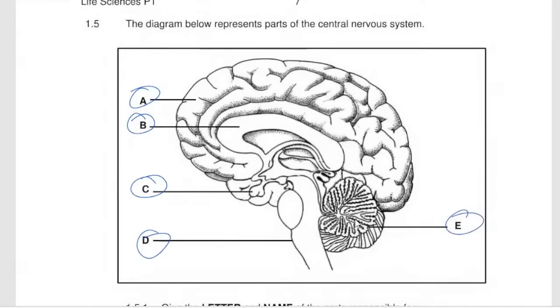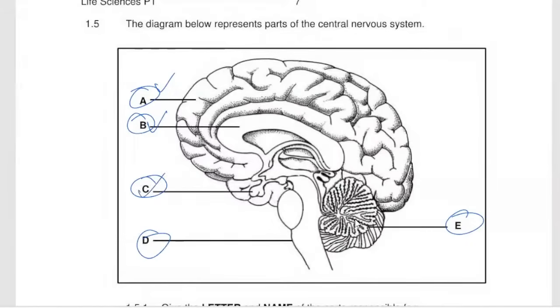Make sure that you know the functions of each. For example, this center for higher thought processes, control voluntary actions, and also is responsible for receiving and interpreting all the sensation. It connects the left and the right hemisphere together.